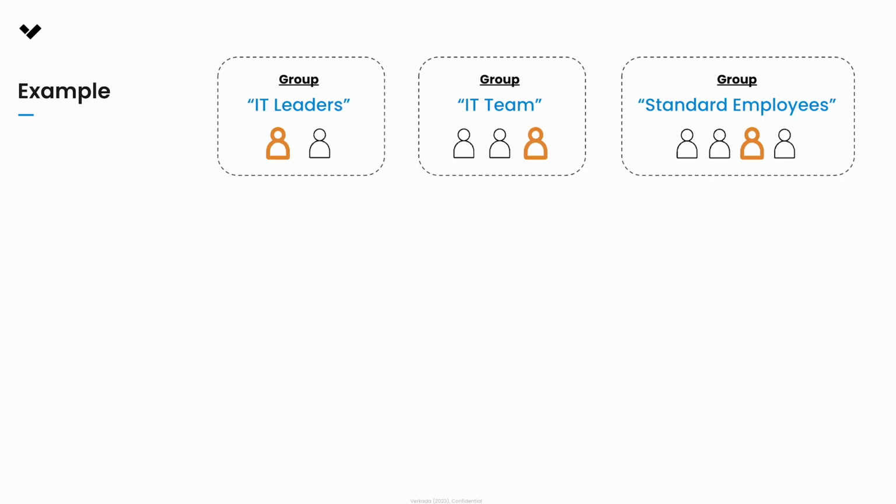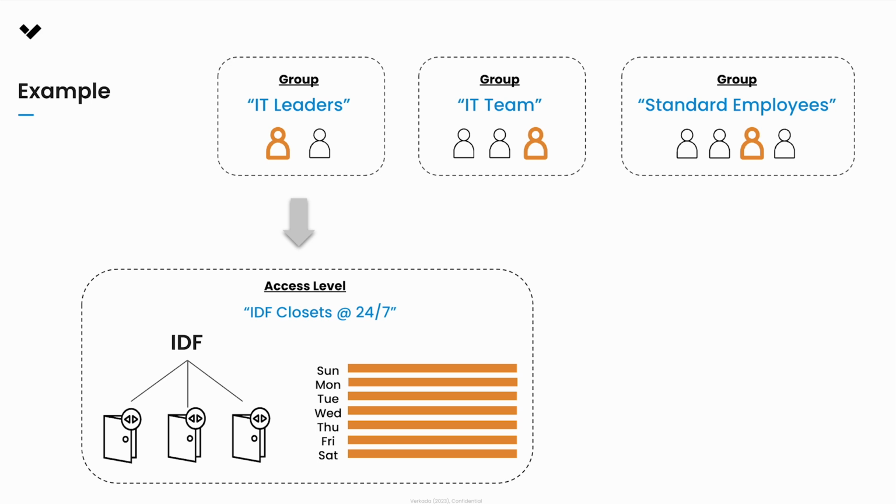Charles is a member of the group IT Leaders, as well as the IT team and Standard Employees groups. The IT Leaders group provides the IDF closet's 24/7 access level, which contains all the IDF closet doors and has a schedule that grants access around the clock. As a member of the IT Leaders group, Charles can badge into an IDF closet door 24/7.